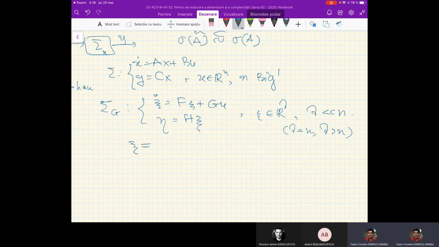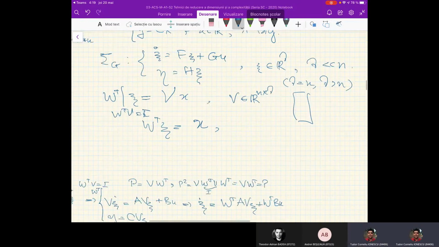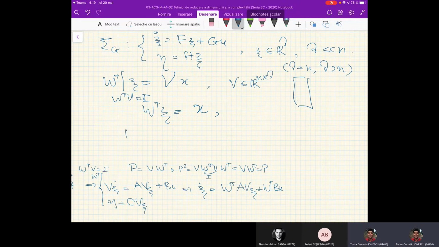So I'm going to do the following thing. I'm saying that between x and psi there is a relation: x equals V psi. I remind you that V is in R^(n times ni). Hence, I just need the other matrix W transposed, so that W transposed x is psi, such that W transposed V is the identity. If you can do that, then you can easily pick.